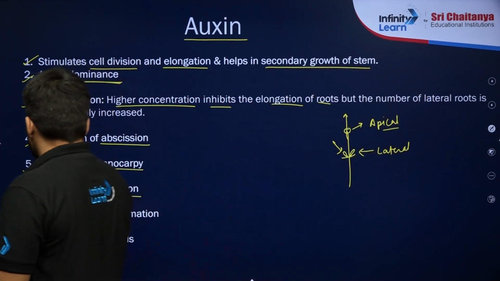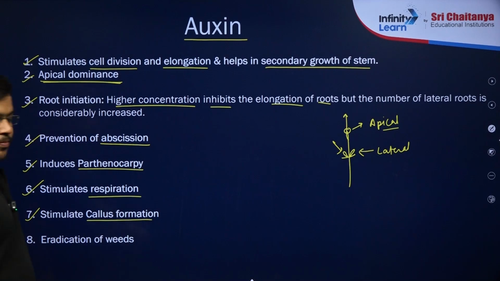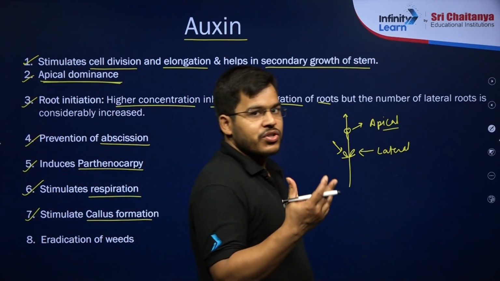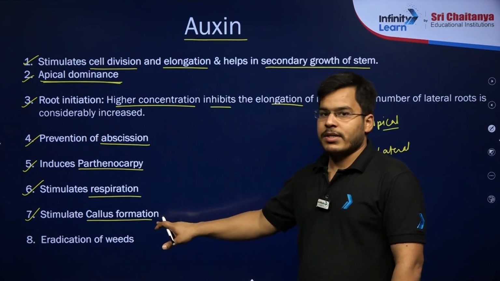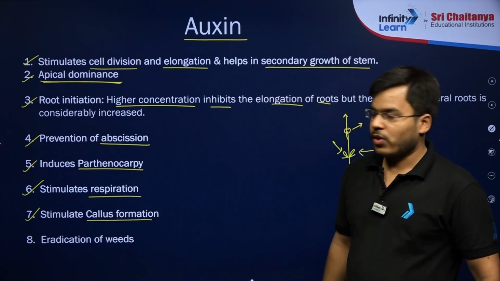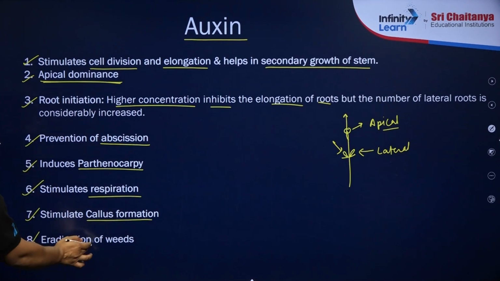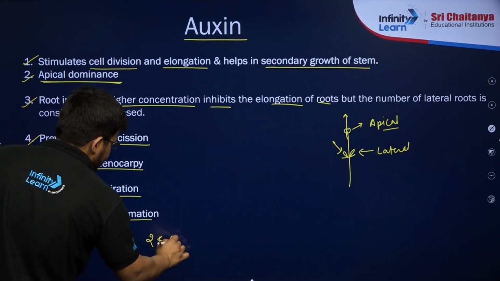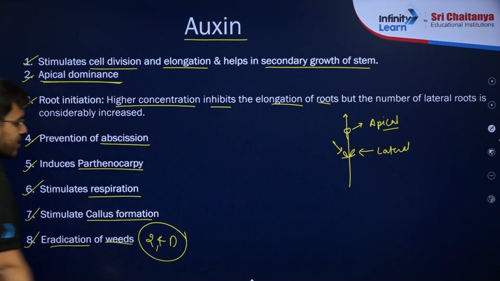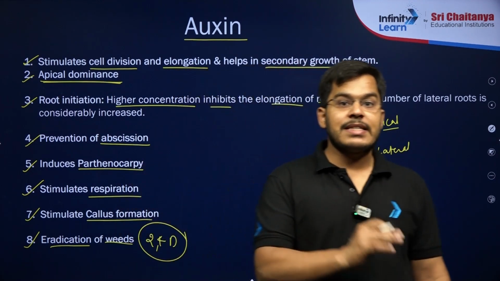Then, students, it stimulates callus formation. During the process of tissue culture, the callus that is formed, the initial structure from which the whole plant will arise, is initiated, that callus growth is stimulated by auxin. After that, students, auxin can also help in eradication of weeds. Weeds are unwanted plants, students. There are certain synthetic forms of auxin, just like 2,4-D, that eradicate the weeds. So auxin also acts as a weedicide.